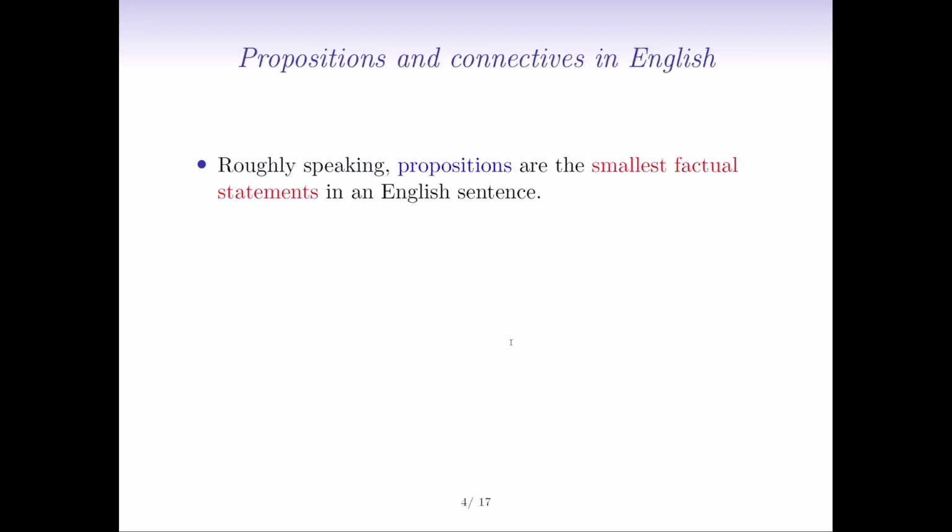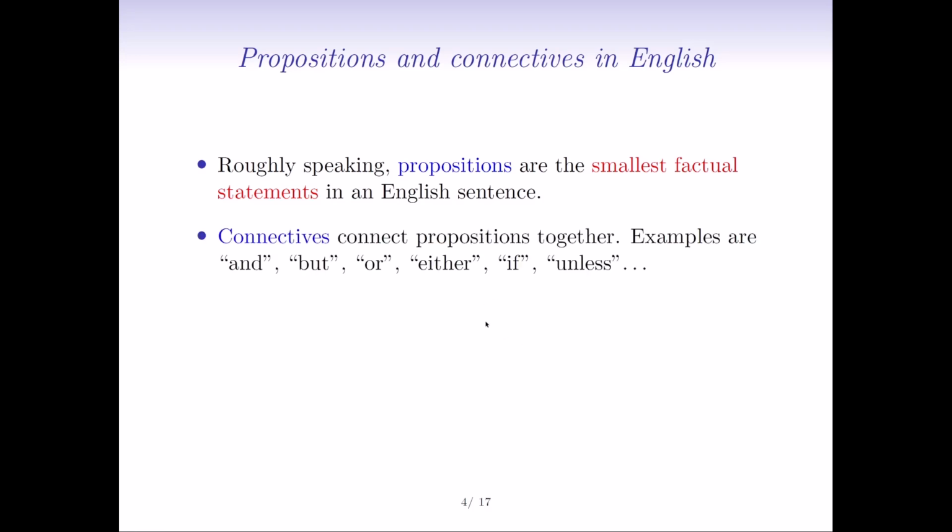Now, at this point, you might want to ask, what are propositions? While I'm not a philosopher, I think we can take a rough definition, which is to say that propositions are the smallest factual statements in an English sentence. And connectives are words or phrases that connect propositions together. So examples in English are things like and, but, or, either, if, unless, except, and things like this.